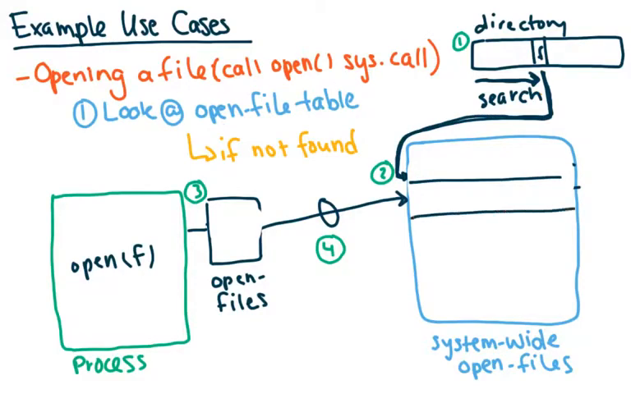So I want to copy the FCB, and then we'll record that one process is using it. And now we can go ahead and add our entry into our per process table, and we add this link. Okay, so that's opening a file if it's not found.